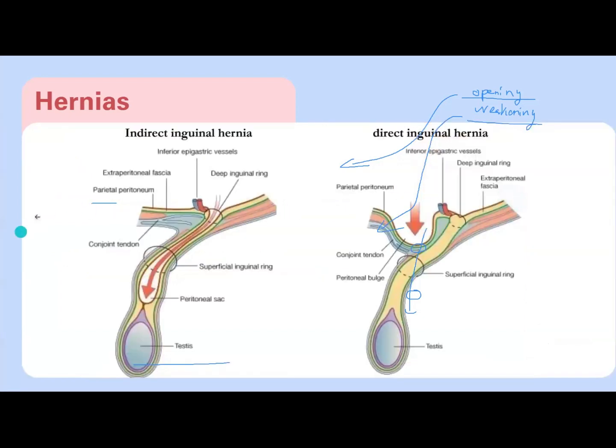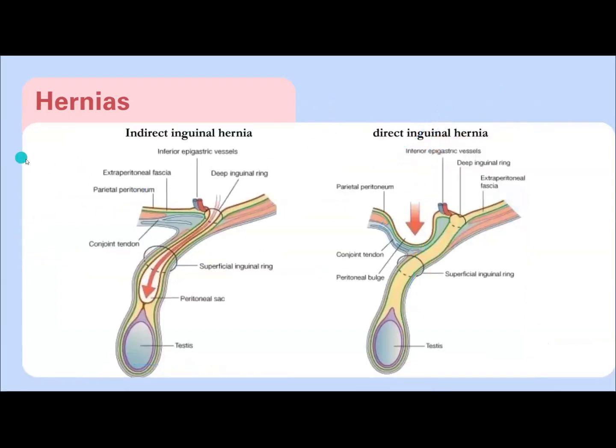Okay, let me show you these pictures because it's much clearer here. So the indirect hernia, we said it goes through the deep inguinal ring and the superficial inguinal ring until it reaches the scrotum.